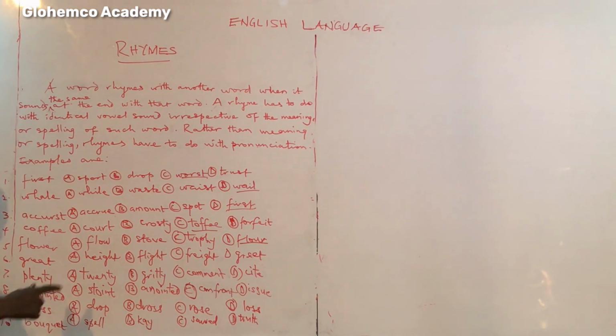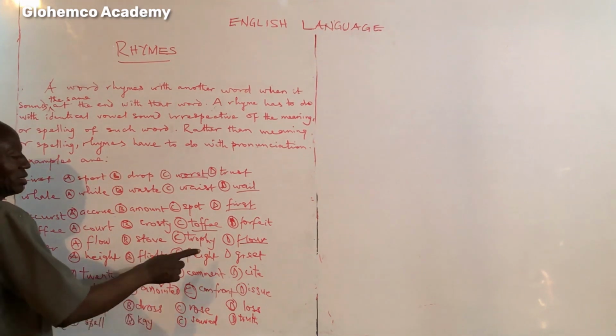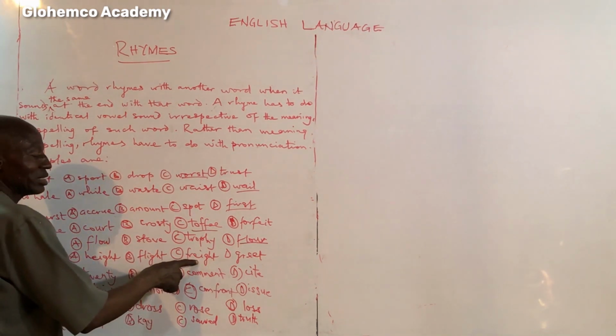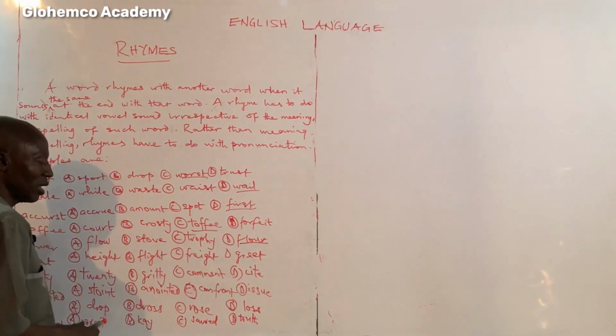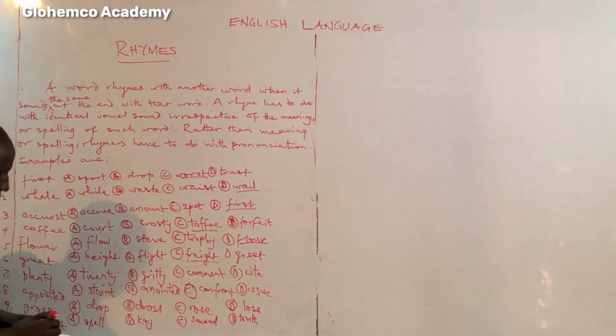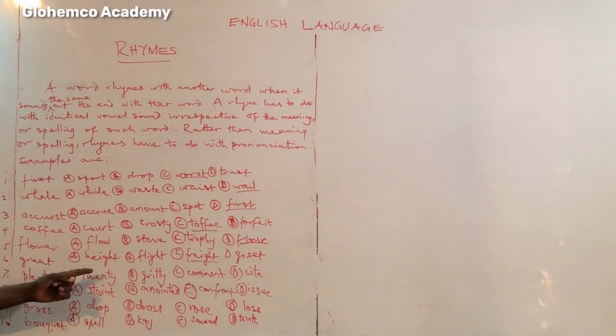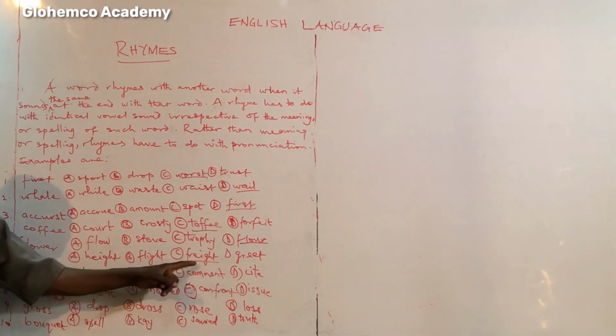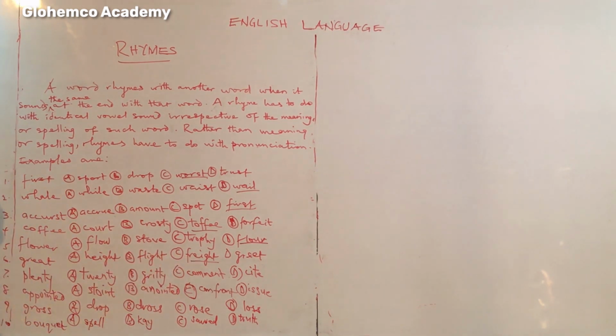Now, the first one is height. The second one is flight. The third one is freight. And the last one is grit. Maybe you don't know that it's freight. It is freight, although it has EI, just as this one also has EI. But this EI is I, whereas this EI is A.